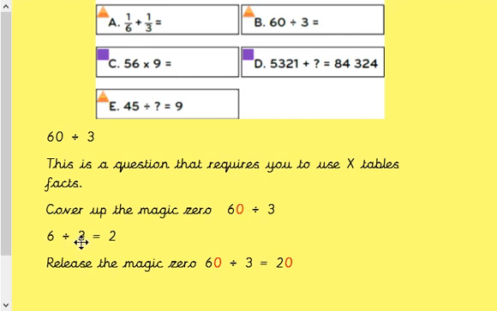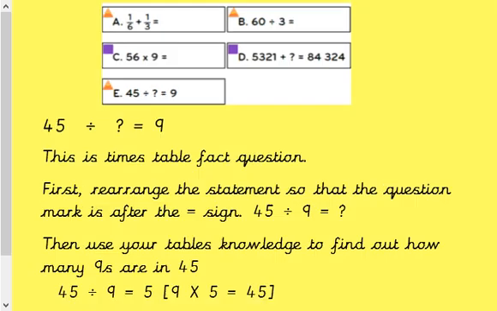So 6 divided by 3 is 2. We know that because 2 3s are 6. And then once I've got my 2 there, I would release the magic 0. Okay, the answer then would become 20. So 60 divided by 3 equals 20.